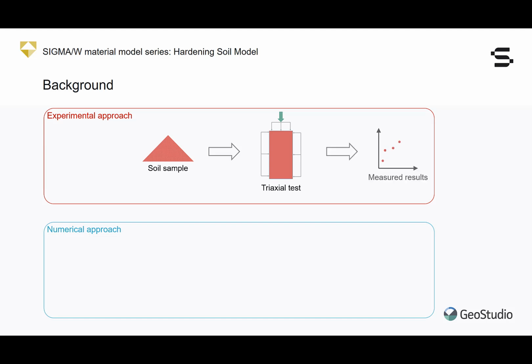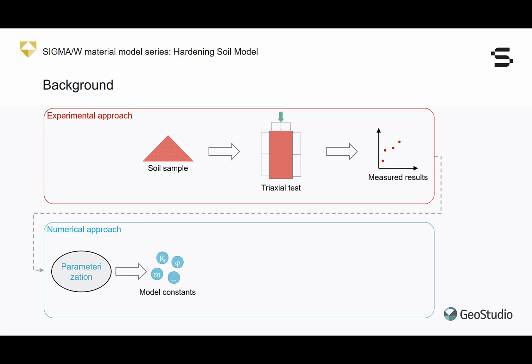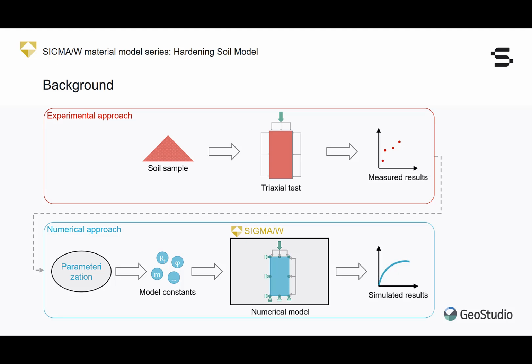The data collected from these tests is then interpreted, and the interpretation has to be done in a manner that is specific to a particular constitutive model. The parameterization procedure produces the model's constants. These constants are then used as inputs for the model. The simulated results are obtained by solving the physics subject to boundary conditions and a constitutive law. And finally, the simulated results are compared to the corresponding laboratory results to verify the parameterization.